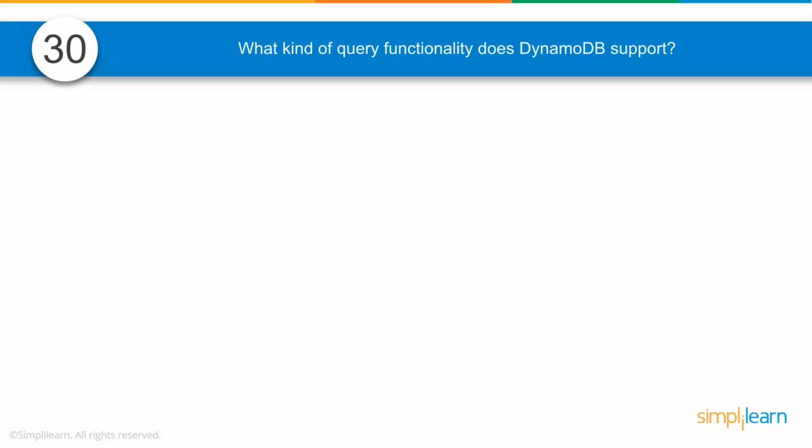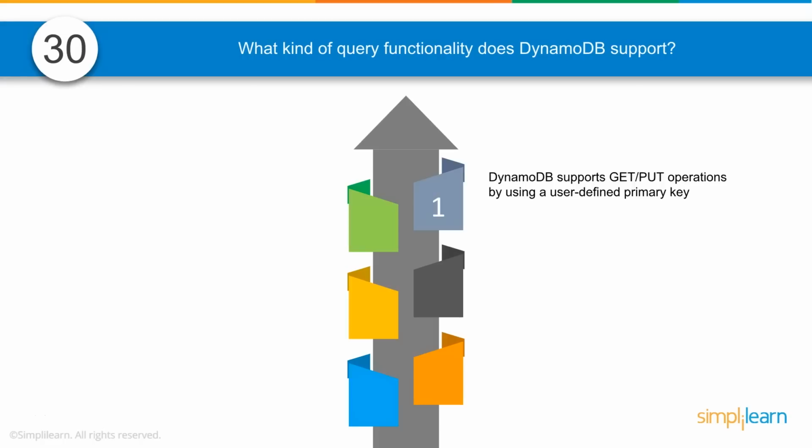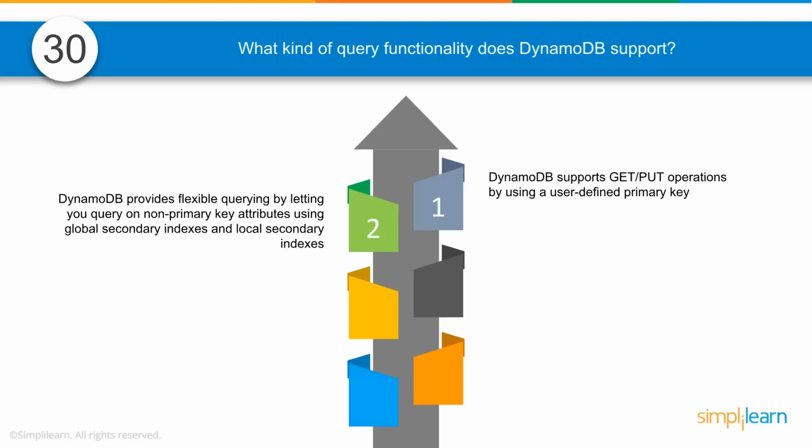Still talking about databases, talking about NoSQL, DynamoDB is the NoSQL database in Amazon. You could be asked this question: what kind of query functionality does DynamoDB support? DynamoDB supports get and put operations. DynamoDB provides flexible querying by letting you query on non-primary key attributes using global secondary indexes and local secondary indexes. A primary key can be either a single attribute partition key or a composite partition sort key.